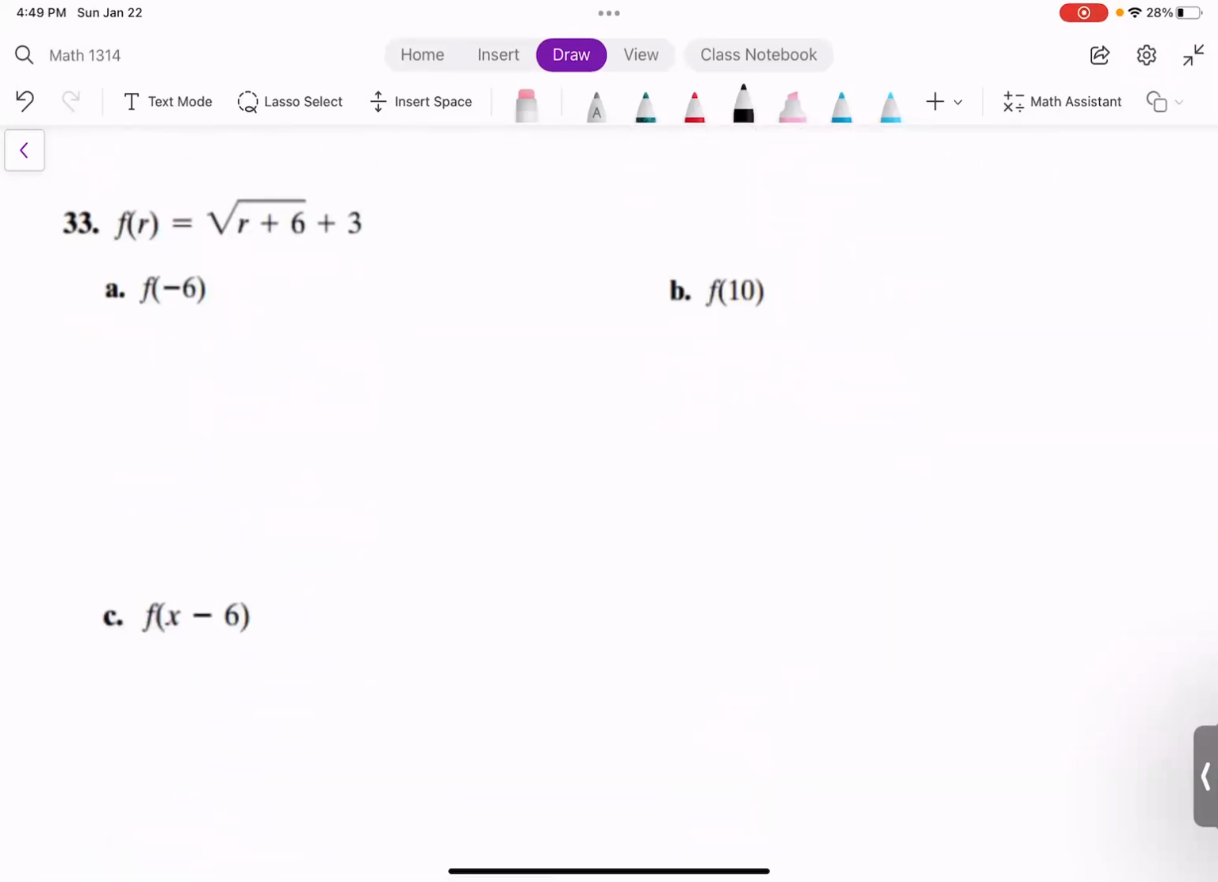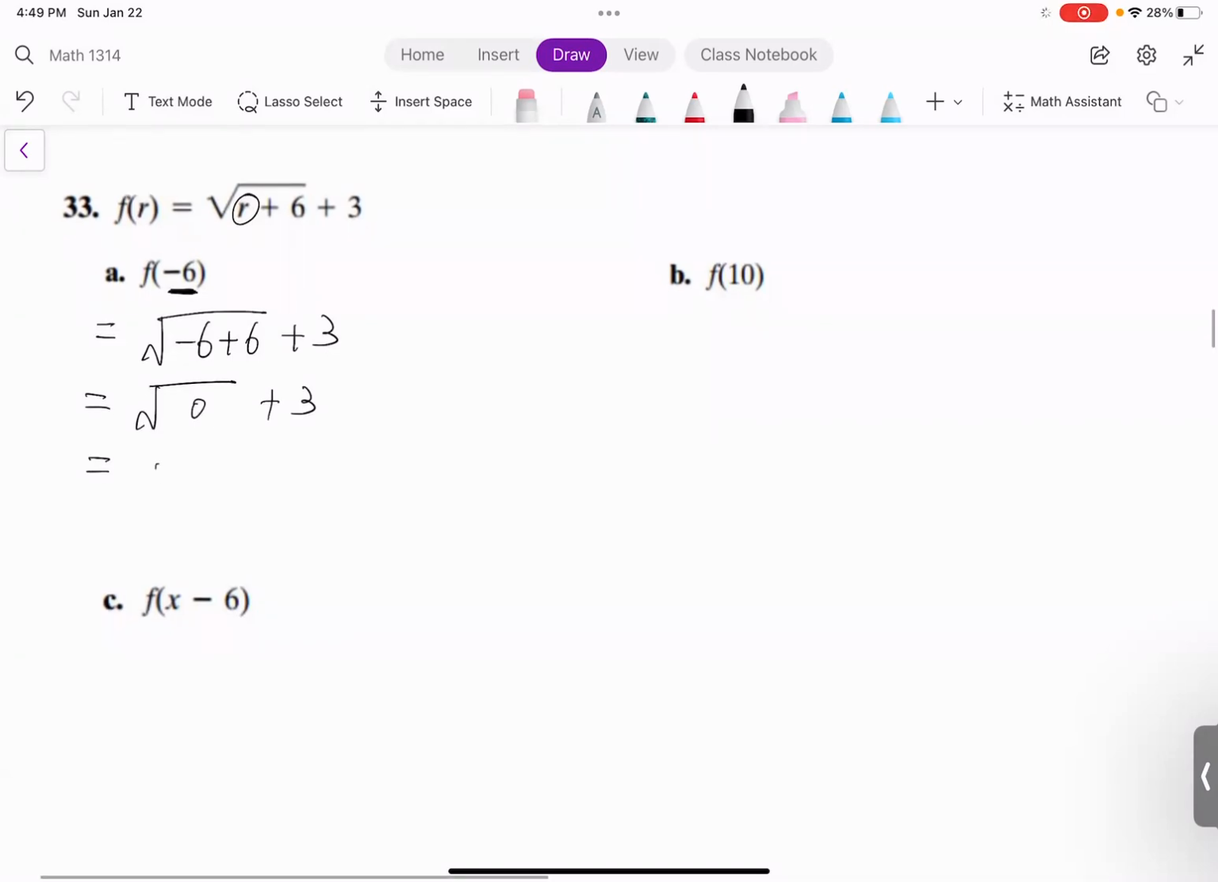f of r equals square root of r plus 6 plus 3. All the r need to be replaced by the -6 in number A. So square root of -6 plus 6 plus 3. In the radical sign, we have -6 plus 6, that is 0, right? We have 0 plus 3. What is square root of 0? That is 0. 0 plus 3, that's 3.